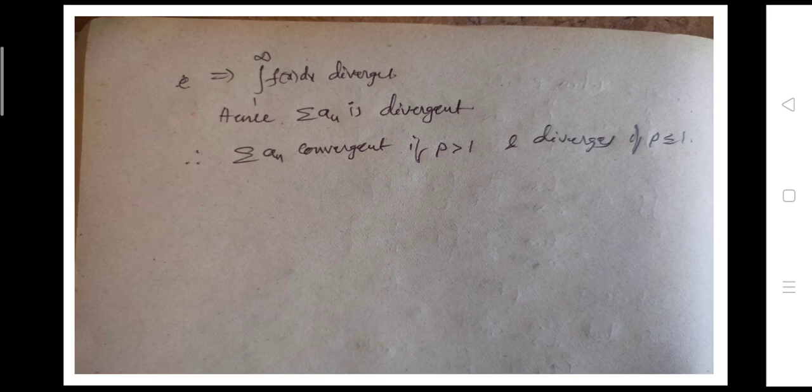This implies integral 1 to infinity f of x dx is divergent, hence sigma a_n is divergent. Therefore, sigma a_n converges if p is greater than 1 and diverges if p is less than or equal to 1.